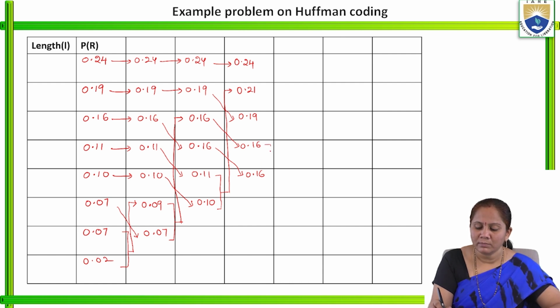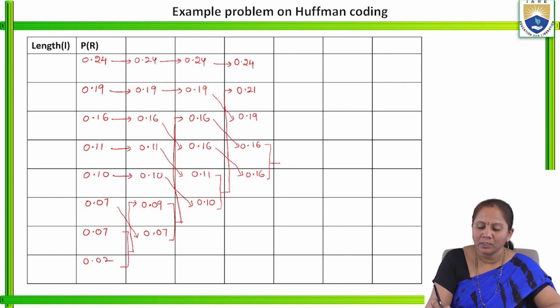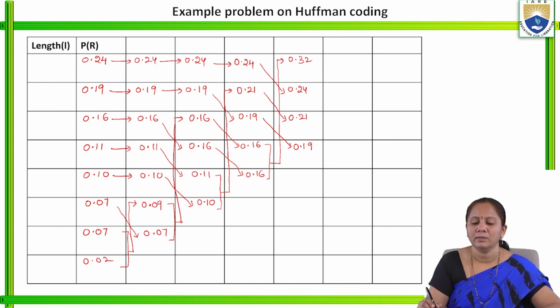Now perform addition operation between these two. So 0.16 plus 0.16, we will get 0.32, which is the highest priority value. So here we are going to place 0.32 because it is greater than 0.24. So the remaining values, here we will have 0.24, 0.21, 0.19.